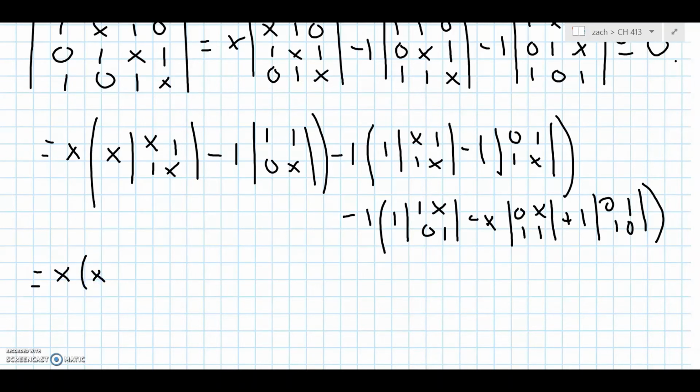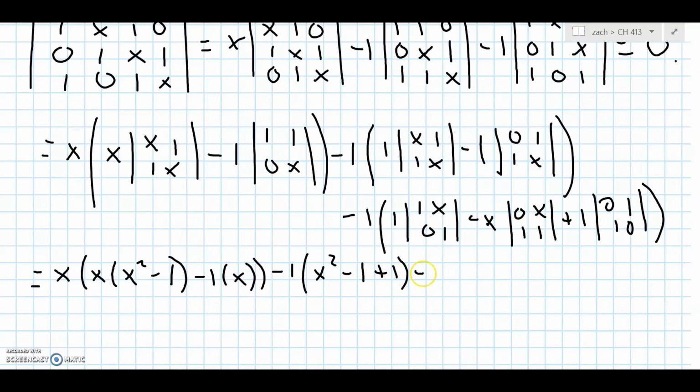The determinant of the first one is going to be x squared minus 1. The determinant of the next one is 1 times x minus 1 times 0, so we just get an x back. Then we have a minus 1, and then x times x minus 1. Then we have a minus 1 times 0 times x minus 1. So minus and minus cancels out to give you plus. And then the last one we have minus 1.